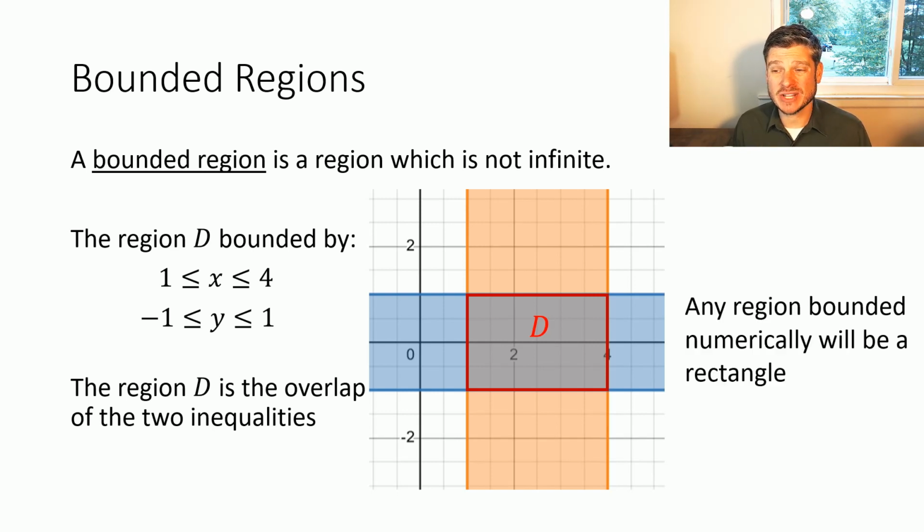Any region that's bounded numerically is going to be a rectangle, and hopefully we can see intuitively why that is. If I switched up those values on either side of x or y, as long as they're constants, it's just going to shift and stretch and shrink my rectangle there for my region D.